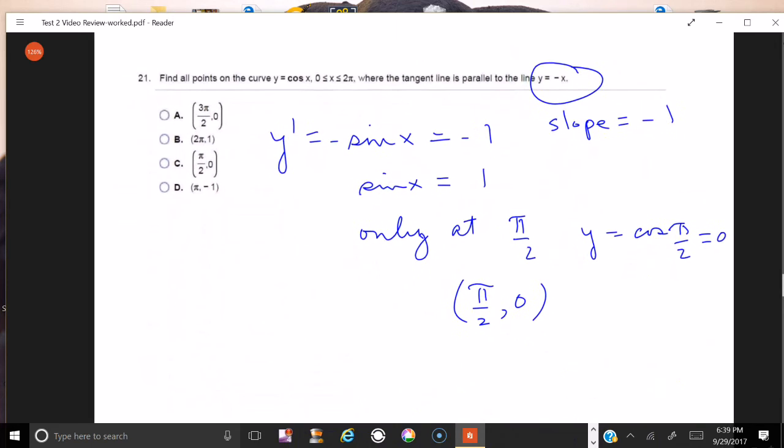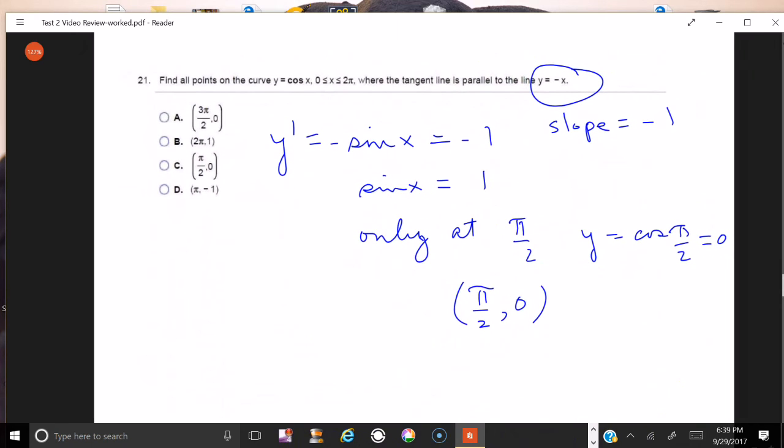Now, here's a little bit different problem, but it's still taking derivatives and solving a trig function. This is why you might want to have your unit circle on the quiz, which I will have attached to the quiz. It says find all points on the curve y equals cosine of x between 0 and 2 pi where the tangent line is parallel to the line y equals minus x.